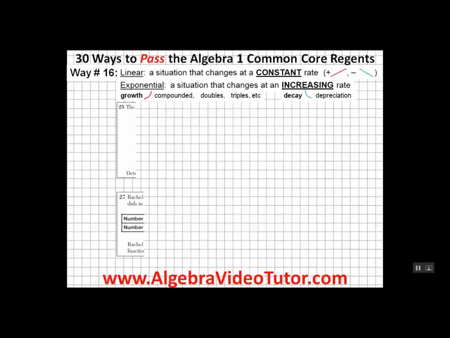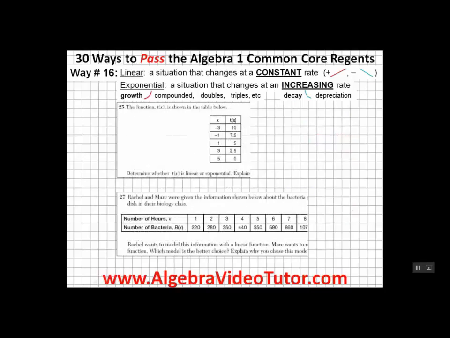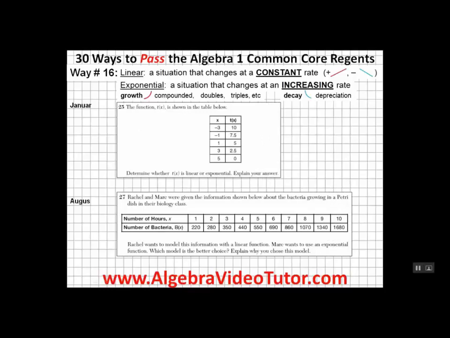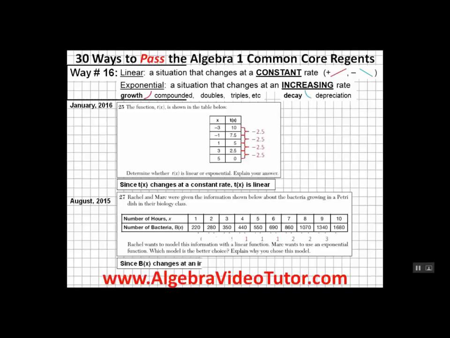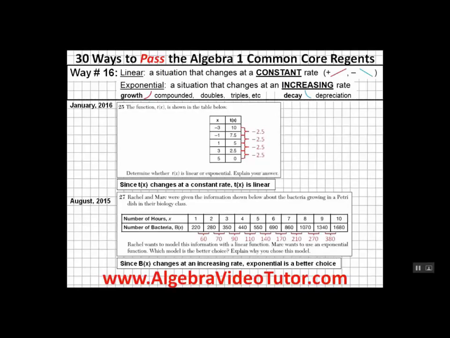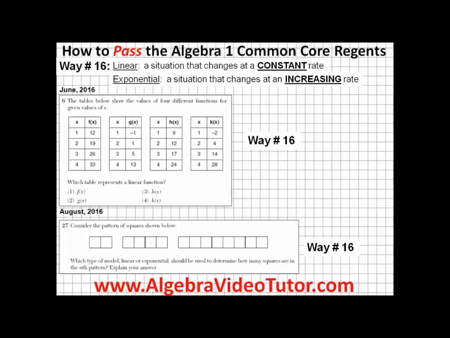We'll wrap it all up with these two short answer questions from two different Algebra 1 Regents exams. Since t of x changes at a constant rate, t of x is linear. And finally, since b of x changes at an increasing rate, exponential is a better choice. Okay, so that was way number 16 on how to pass the Algebra 1 Common Core Regents.